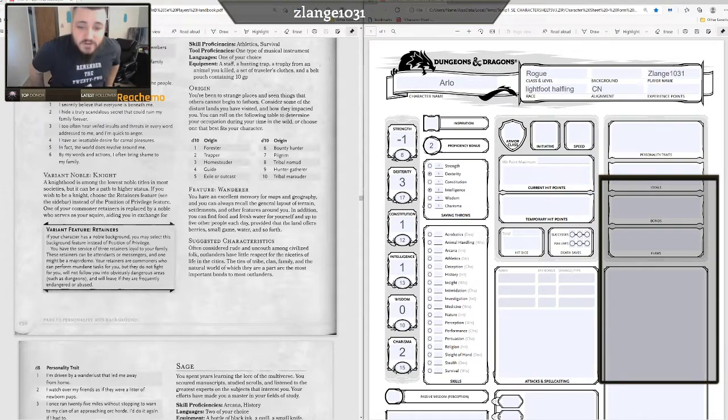provided that the land offers berries, small game, water, and so forth. Which means as long as it's available in the wilderness, you can find it without having to even try. Which is great for your campaigns where the DM's like, have you guys eaten today? Have you guys drank water in the last 5 hours? No? There's going to be repercussions. This is great for that because, as a ranger, you can do all of that while traveling still at full speed as long as you're in your favorite terrain. Great. Not so much for a rogue.